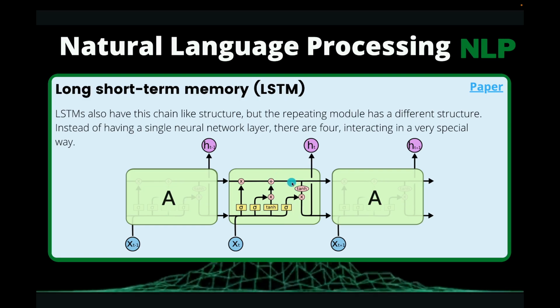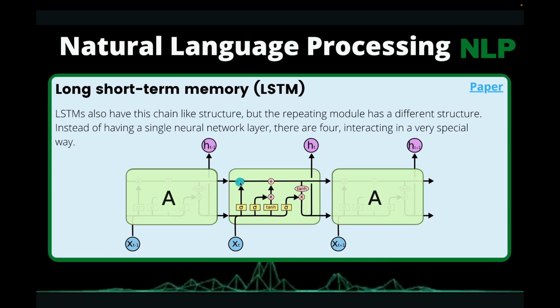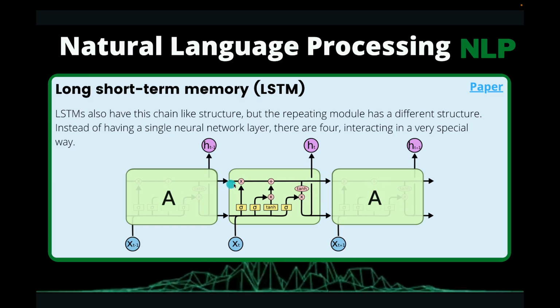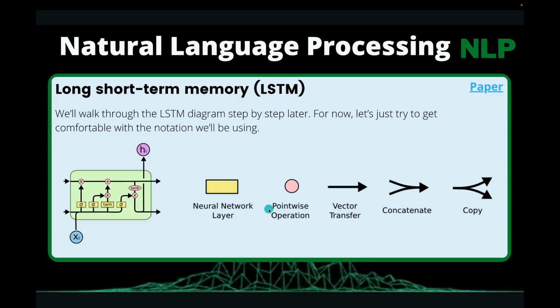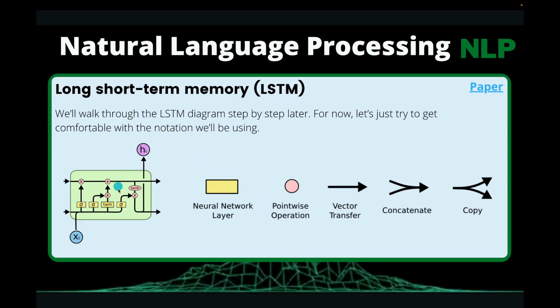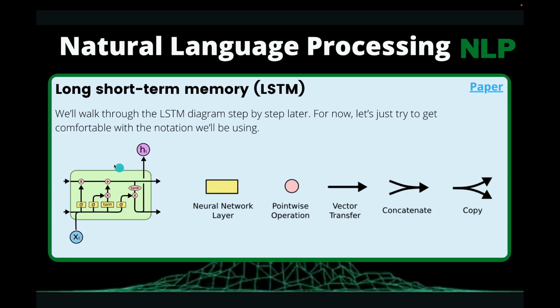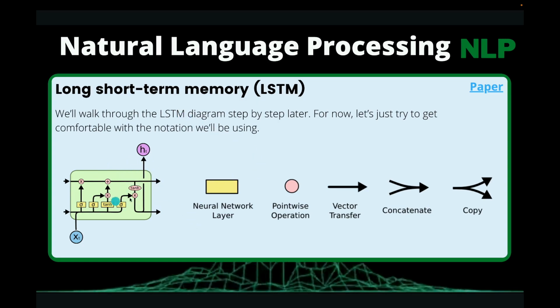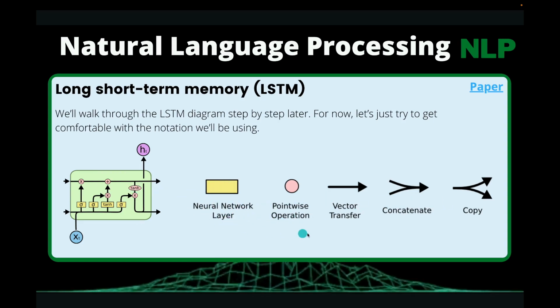So let's take it further and see what these things mean, what sigmoid here means. You see that we have some circle with a multiplication sign here, some circle with an addition sign here, some tanh here, and some arrows going somewhere. Let's try to understand what is going on here. First, let's understand the symbols that we have inside the LSTM. We're going to walk through the entire LSTM architecture, but first, let's understand what each of the symbols mean.